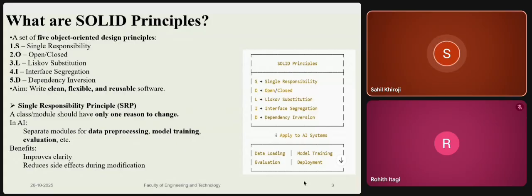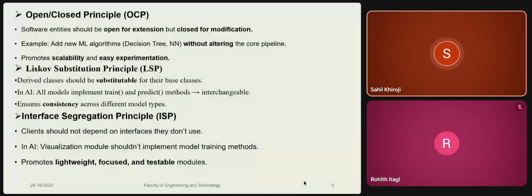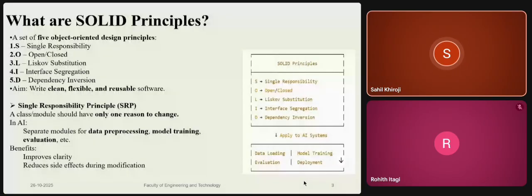Single Responsibility Principle, SRP. A class or model should have only one reason to change. This means that each part of the code should have only one job. In AI, that could mean separating the code into different modules: one for data preprocessing, one for training the model, and one for evaluating the result. When each file or class has one clear purpose, it is easier to make changes without breaking something else.